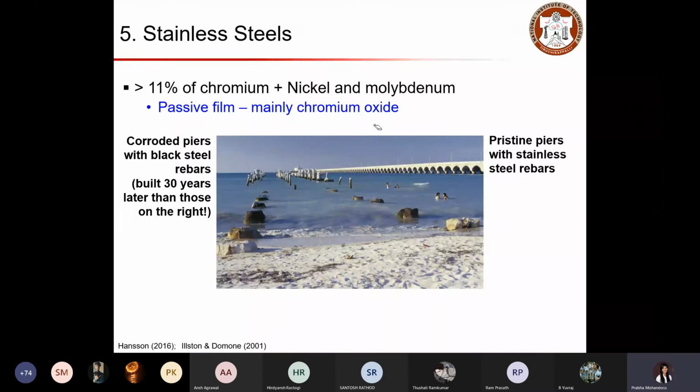So here you can see a picture which clearly gives you an idea how useful it is when you use this stainless steel in this environment. Here, there are a lot of piers, the columns that are used for constructing the bridge, that got damaged due to corrosion. This is at the seashore level. So these are corroded piers with black steel rebars, built 30 years later than those on the right side. Whereas here, in this case, you have pristine bars with stainless steel used.